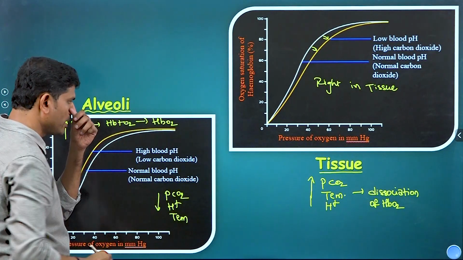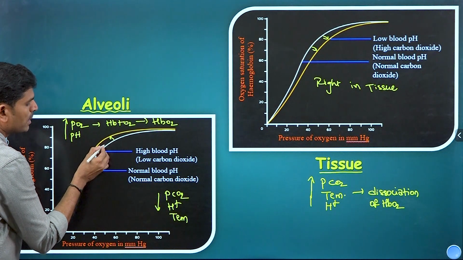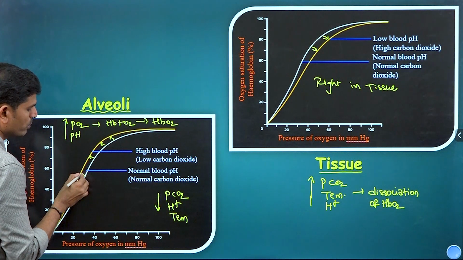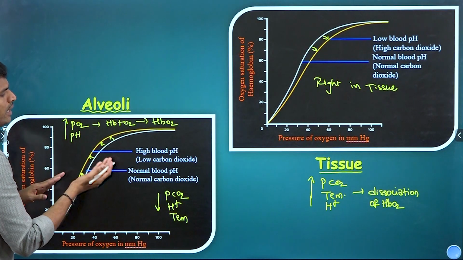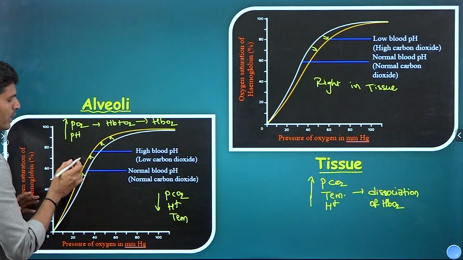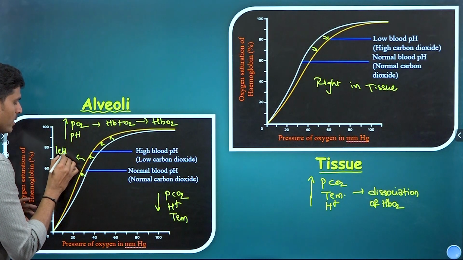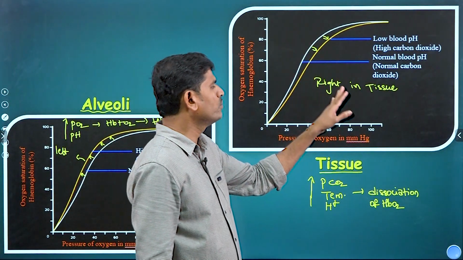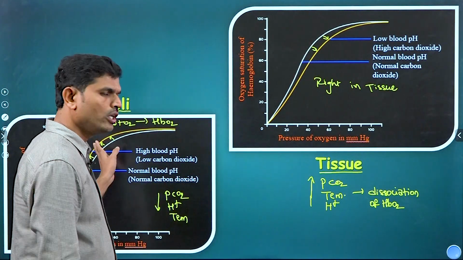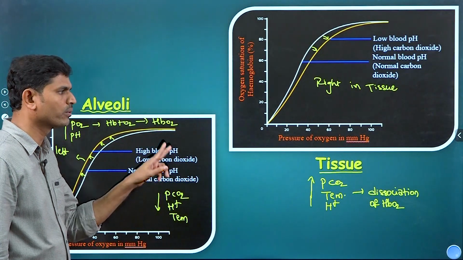So means oxyhemoglobin forms. Now automatically what happens, the percentage of saturation is going to increase, because the partial pressure increases, that's why the graph shifted to the left side. So in tissues the graph will be shifted to right and in alveoli the graph will be shifted to left. These points you have to remember compulsorily.